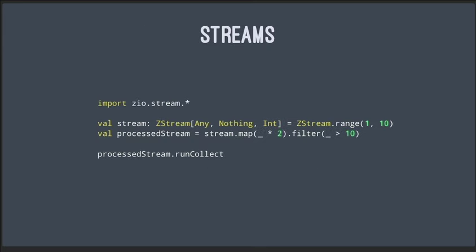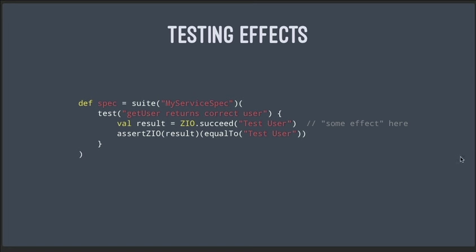ZIO also has a streams package you can use. The ZIO test library also lets you test these effects. So you can create effects and then you can test them like this. This one is a simple example, something that will always succeed. But the assert ZIO function lets us confirm that this result is equal to this result right here. And ZIO test has all kinds of built-in functions like this to make it really easy to test effects.